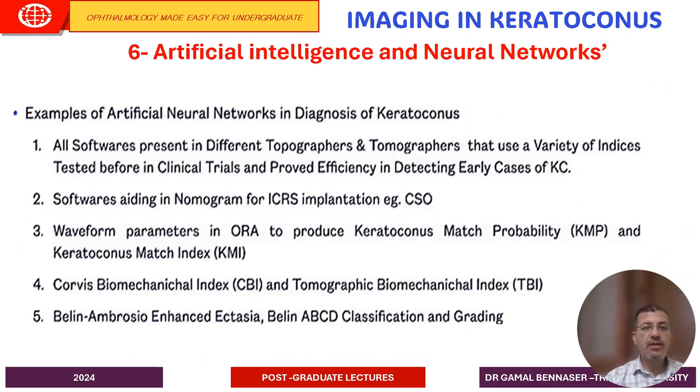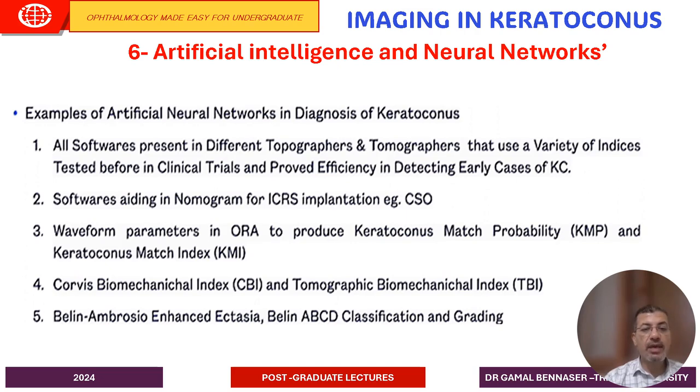There are many examples of applications of artificial intelligence in the field of ophthalmology, namely neural networking. For example, all the software seen in topography and tomography utilize artificial intelligence for extracting indices and determining suspected cases of keratoconus. Also, the nomograms for intracorneal rings and cross-linking all utilize artificial intelligence as well. Similarly, the software for the ocular response analyzer and the keratoconus screening software all utilize the same principle.